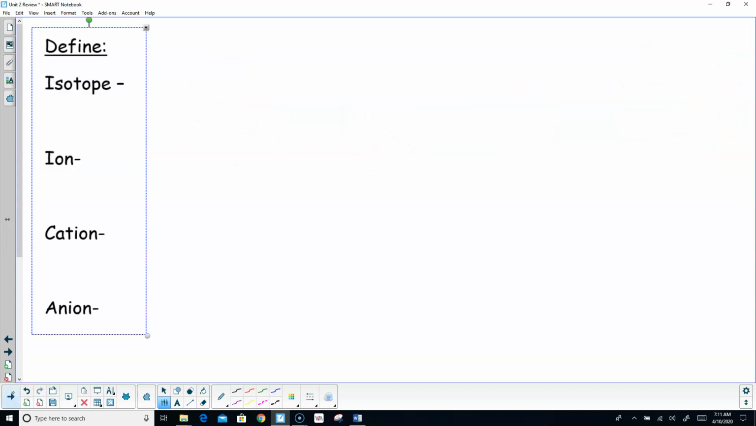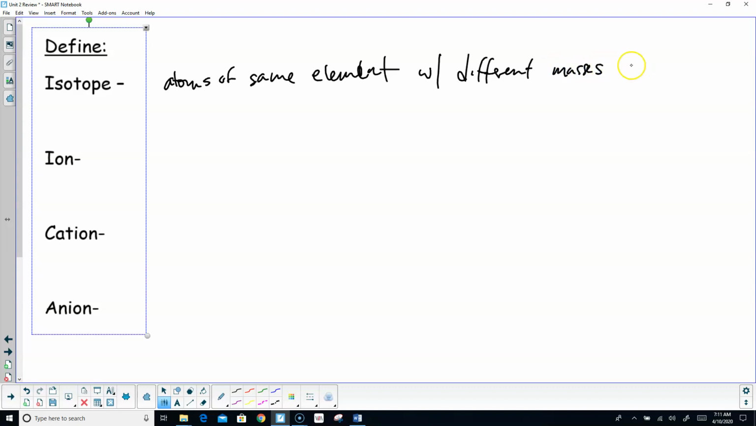Okay, last part, isotope. Atoms of the same element with different masses due to different numbers of neutrons. Okay. An ion is just a charged atom.